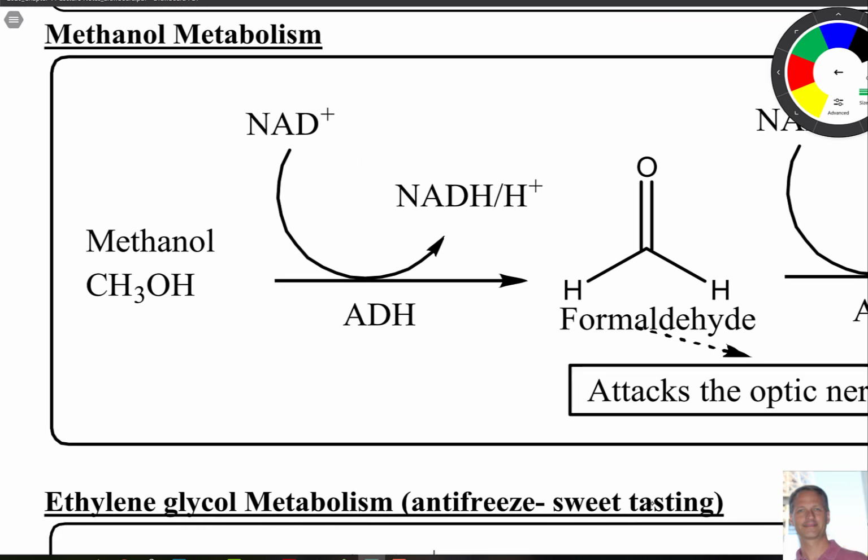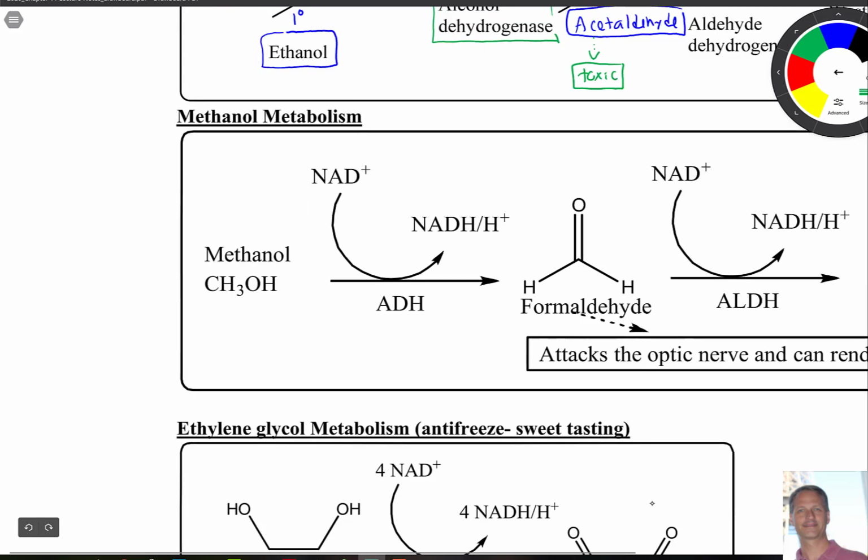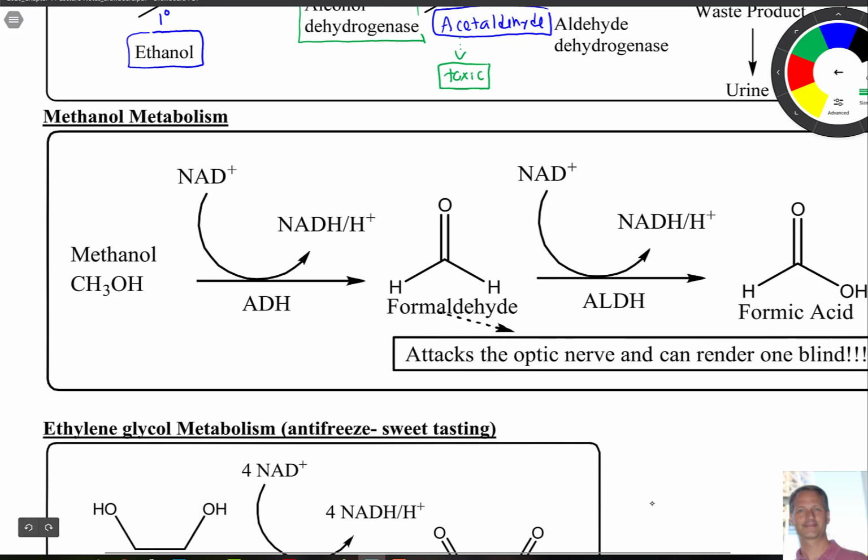So methanol, and I can zoom back out here, give me a second, but methanol is an alcohol also. It's a primary alcohol, right? So again, we have another primary alcohol. And primary alcohols are going to react with that alcohol dehydrogenase, except now it gets oxidized to form formaldehyde. And formaldehyde's not good. That's what we use to preserve, right, dead tissue. This can attack the optic nerve and can render a person blind.